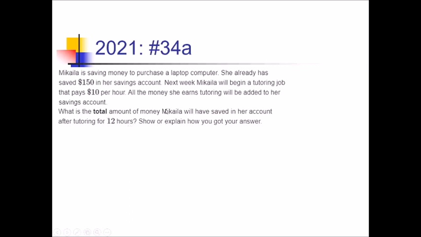So we've got her savings, that's $150 already in there, and then we're adding $10 per hour. So I'm going to do 10 times the number of hours, 10 times 12. That's 150 plus 120, which comes out to $270.